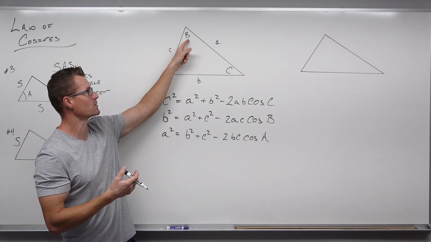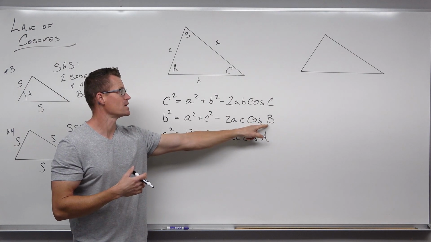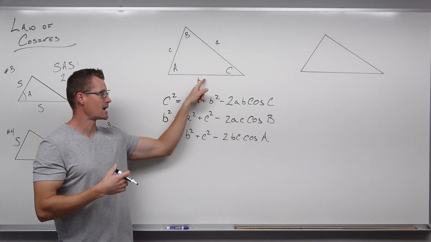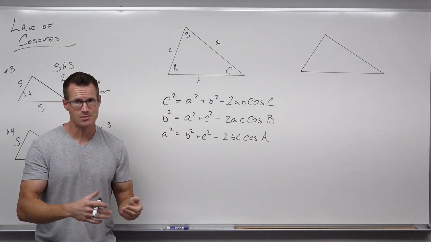What if this angle is 90 degrees? Well, then that would be the hypotenuse. If this is 90 degrees, this is 0, that's a hypotenuse. A squared plus c squared equals the hypotenuse squared. It works. It's just a special case.